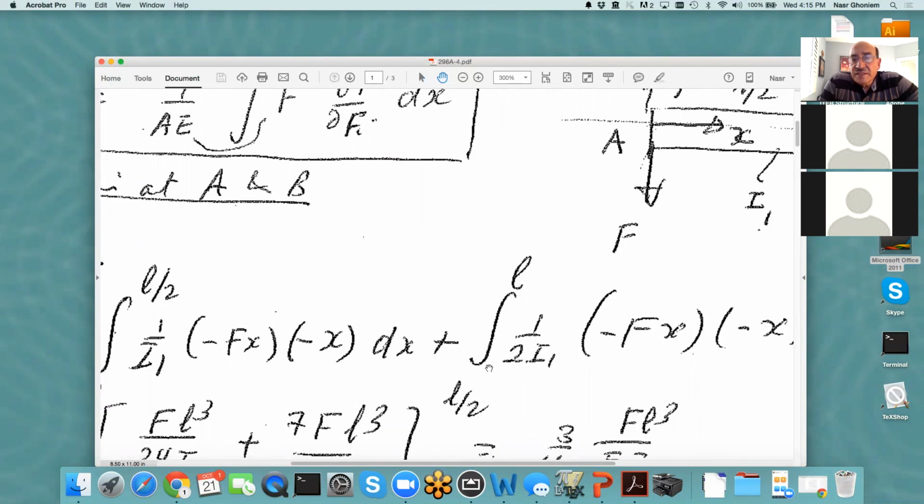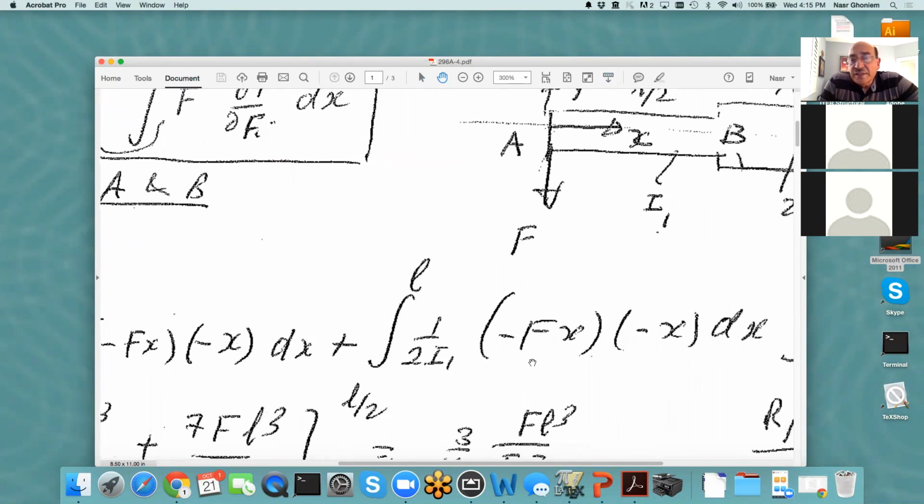And then I have another contribution to the deflection from L over 2 all the way up to L. And this contribution is now the moment changed to 2I1. So I have 1 over 2I1. And the moment is still minus Fx, because we're measuring x from this point. As one goes from A to B is still x, from B to C is still x. So it'd be minus Fx. And its derivative is minus x.